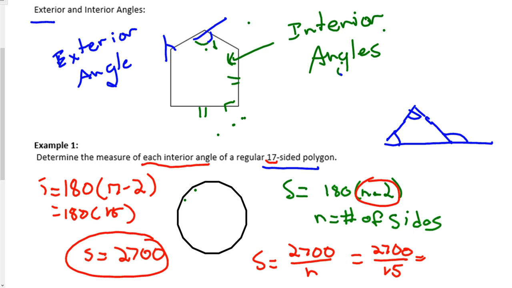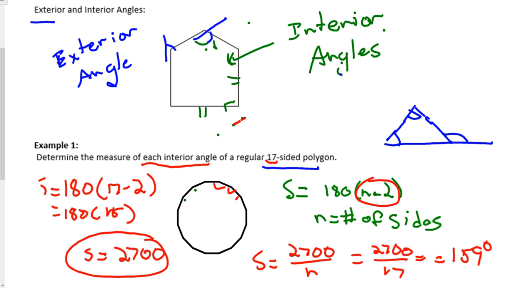So I'll do that on my calculator. Make sure I write that down properly so you guys don't make any mistakes. 2,700 divided by 15, or 17, sorry. And that's going to give me 159 degrees.